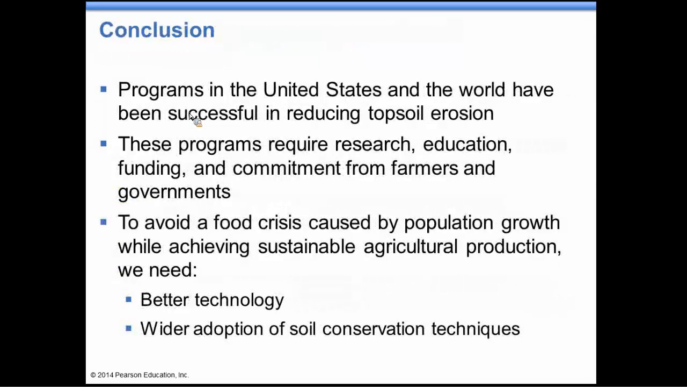Now lastly, we're going to get into the conclusion, and this is right before the lecture ends. Many of the policies enacted and the practices developed to combat soil degradation in the United States and worldwide have met with success, particularly in reducing topsoil erosion. In light of continued population growth, we would need better technology and wider adoption of soil conservation techniques if we are to achieve sustainable agriculture and feed the 9 billion people expected to crowd our planet by mid-century. That's going to be it for the lecture today. I know it was a long one and I made a lot of mistakes.